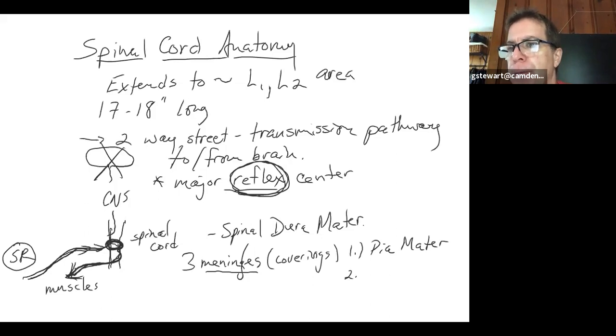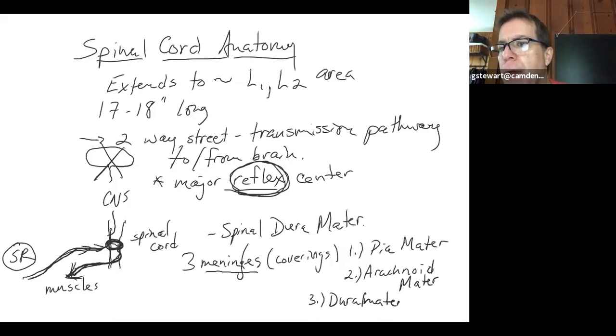pia mater, pronounced matter, but it looks like mater. Arachnoid mater. That gets its name because under microscopy, it looks like spider webs. Actually, what it looks like is teased cotton, like a cotton ball. And number 3 is the dura mater. And I should have capitalized that. They're 2 words, dura mater.